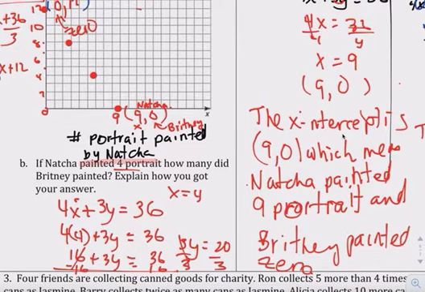Brittany painted, can't be 6 2/3 of a painting. Brittany painted 7. We rounded to 7 portraits.